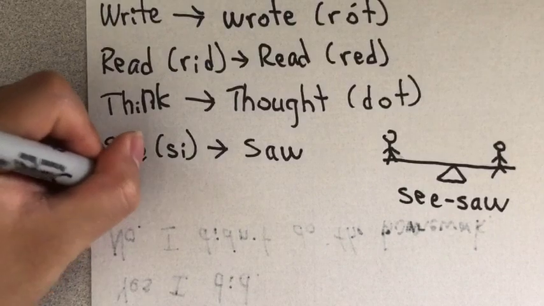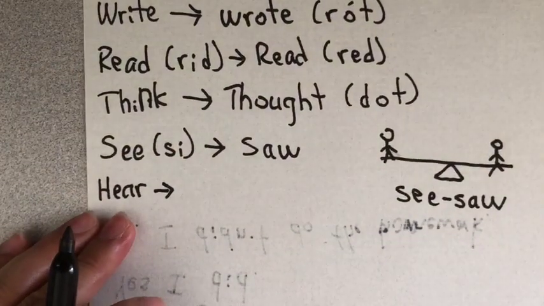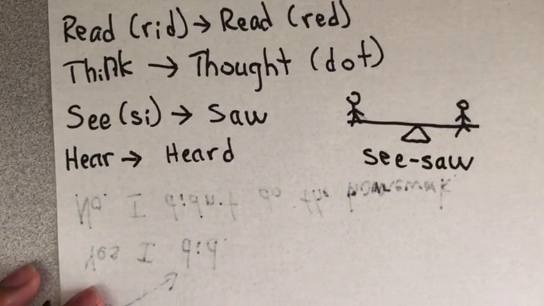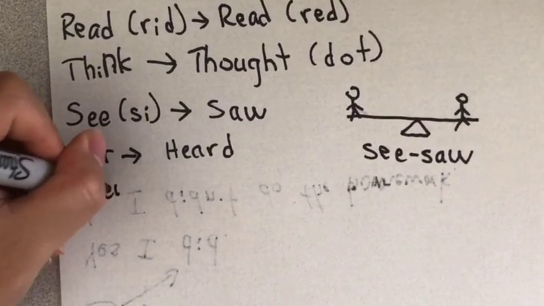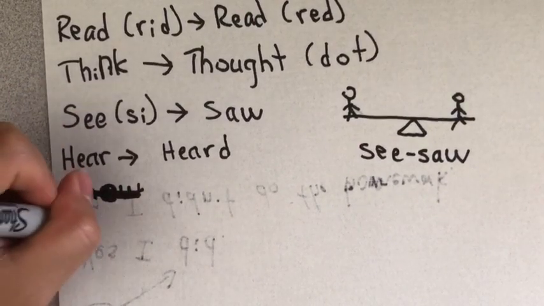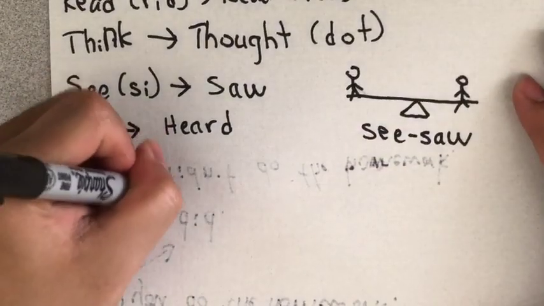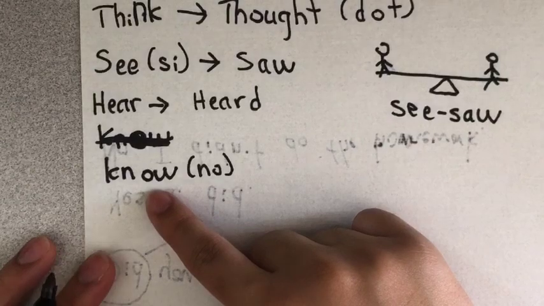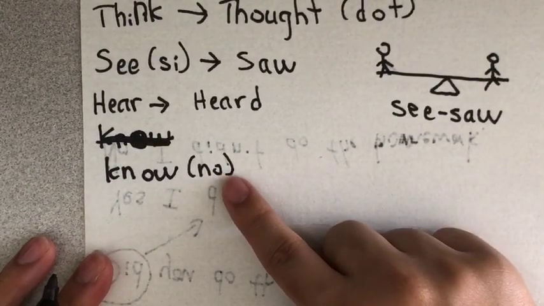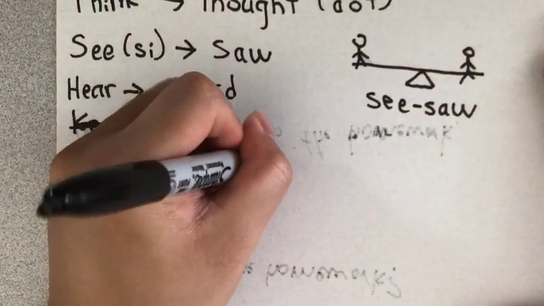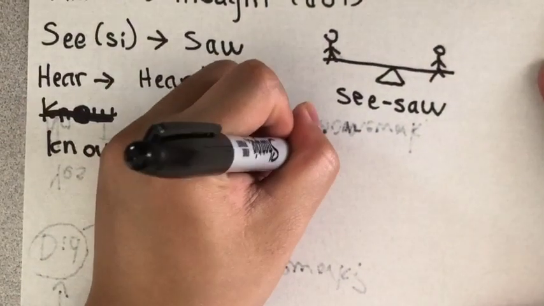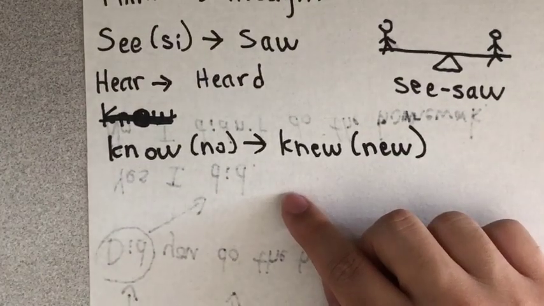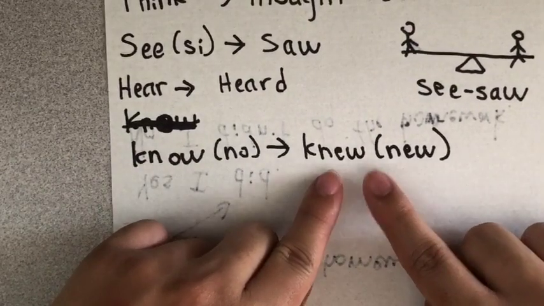Let's do hear. In present tense, we say hear. In past tense, we say heard. And then we have know. Do you know something? If you know something, you understand the information. Know, K-N-O-W. In past tense, we say knew, like when you go shopping, maybe you buy something new. In the present tense, we say know. In the past tense, we say knew.